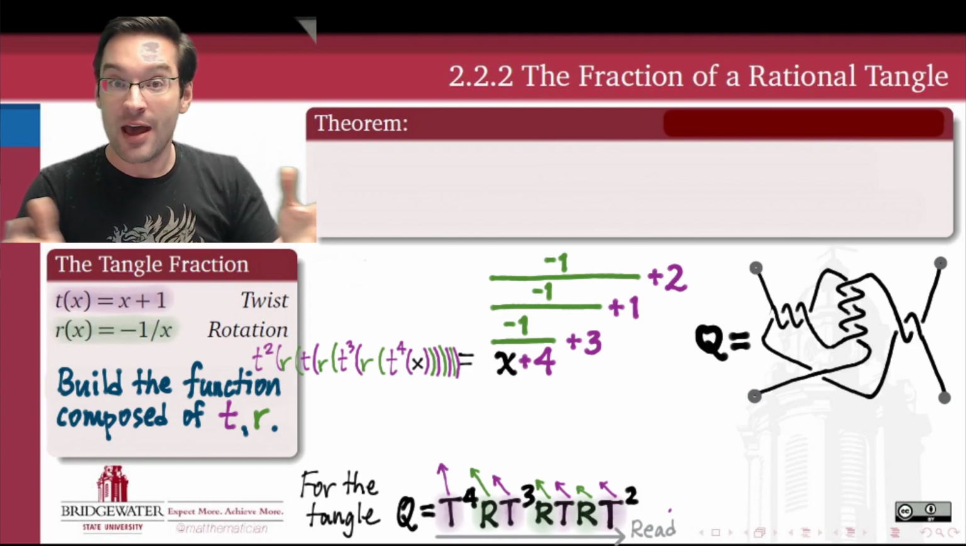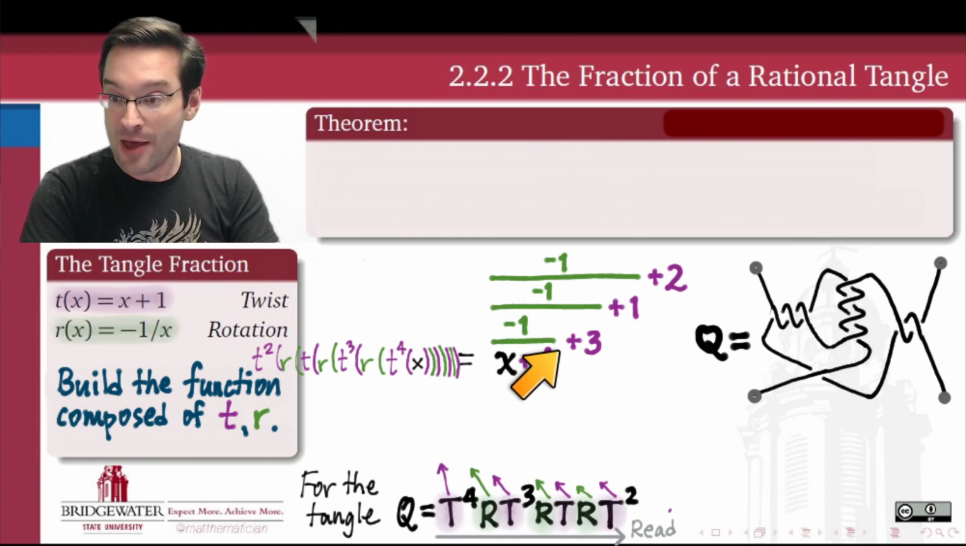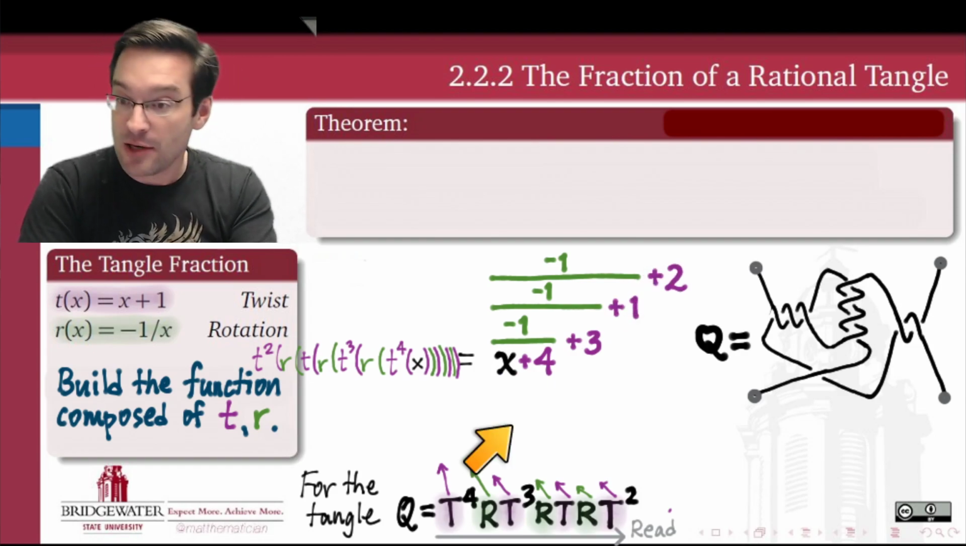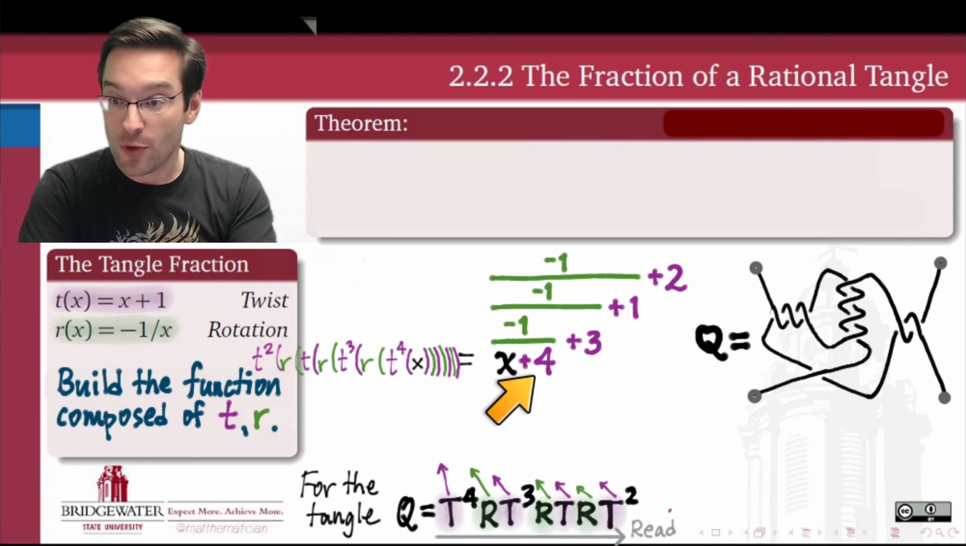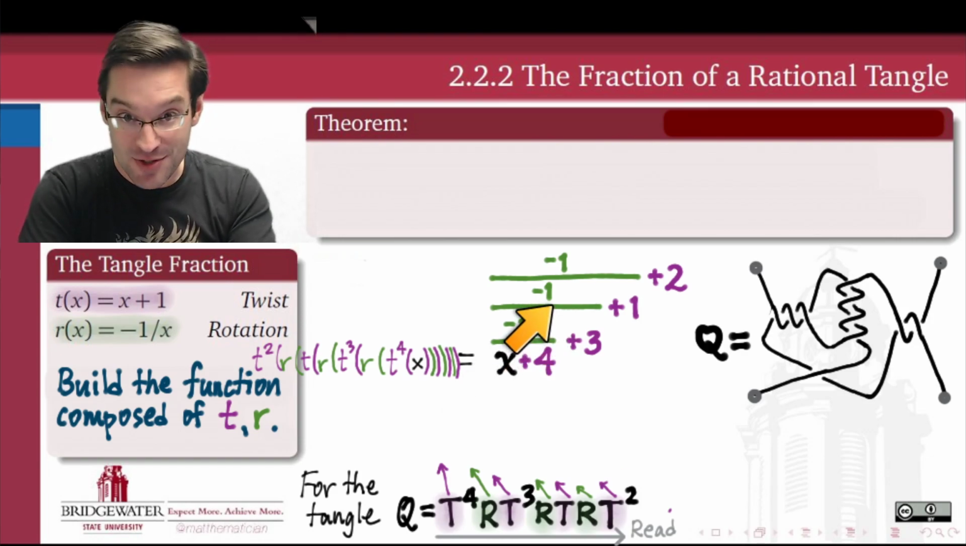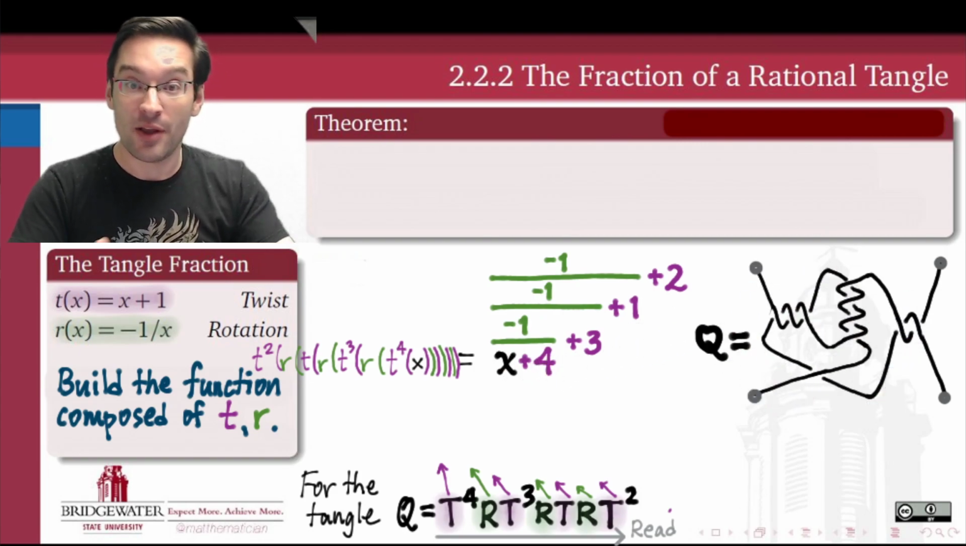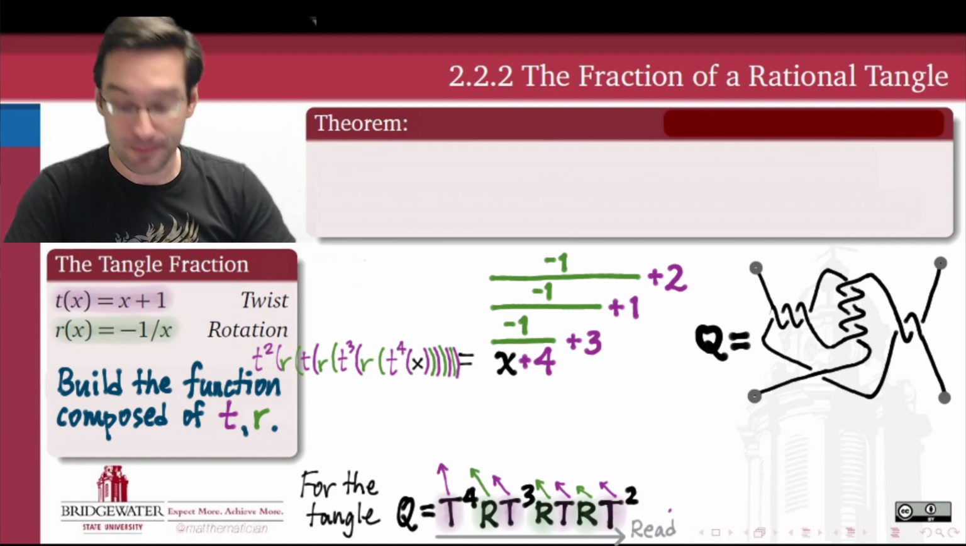And so at the end of that whole process, I have built this rather complex looking function that represents the iterative process of first doing 4 twists and then a rotation, and then 3 more twists and then a rotation, and then 1 twist and then a rotation, and then 2 twists at the end. So this function is supposed to represent this rational tangle, which was built out of those same maneuvers.